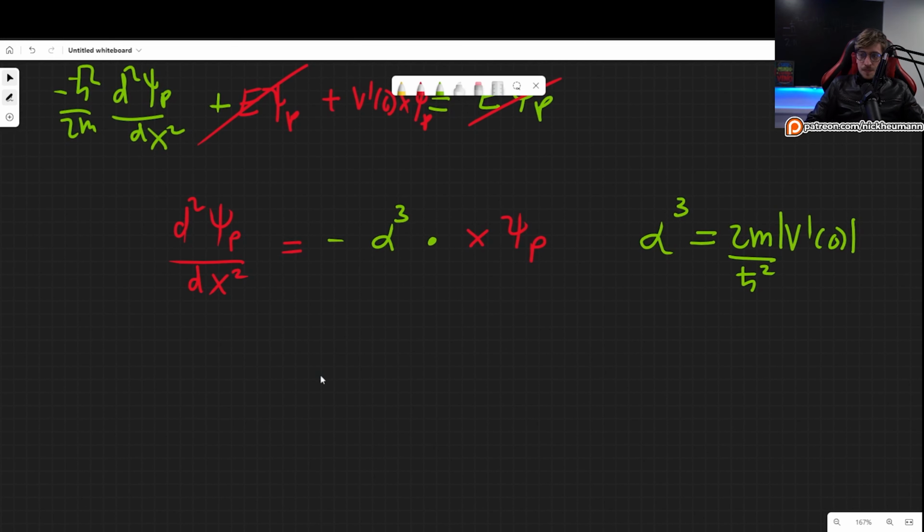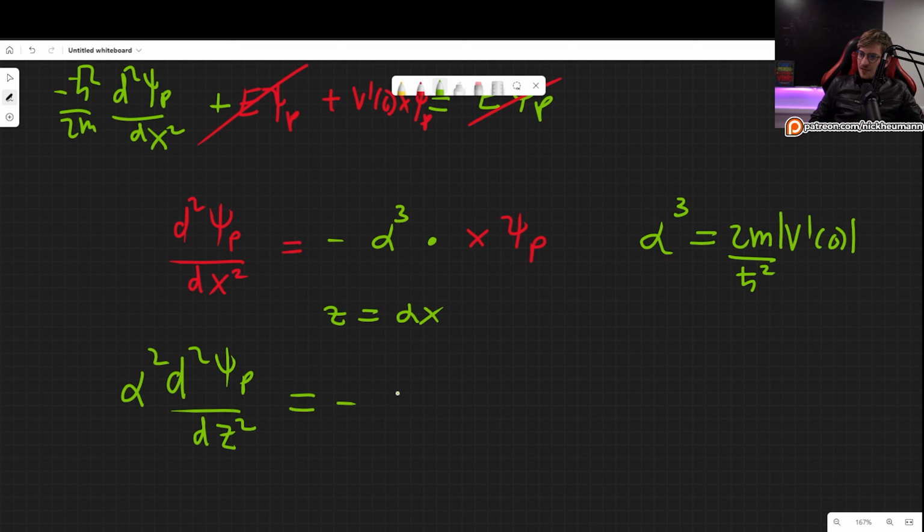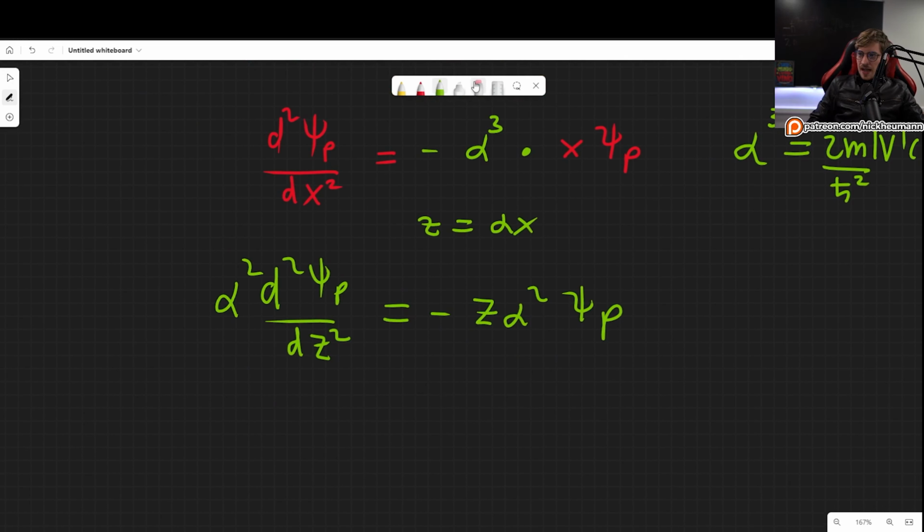And now what we can do is, once again, similar to what we did before, say, all right, so z will be alpha x. So for that reason, by using the chain rule, we will get an alpha squared here. So we get d squared psi patching dz squared times alpha squared. Again, I did this with more detail last time we did this. And then we have minus z alpha squared times the patching wave function. So of course the alpha squareds just drop out. But now notice what we have here.